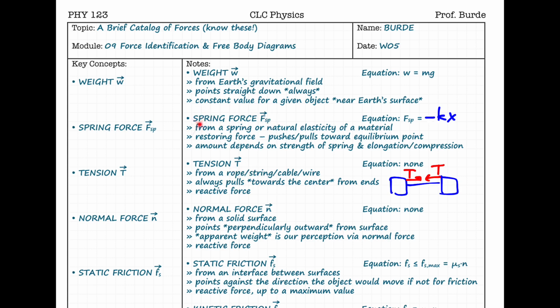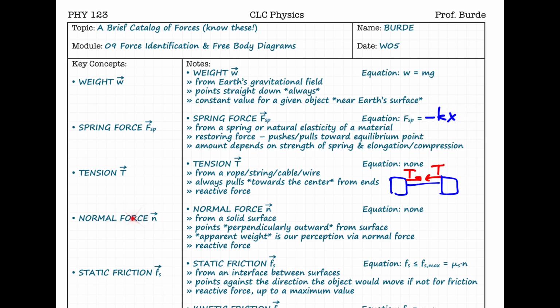A spring force is a special case of tension. It's a special case where the object will stretch or compress. The equation is F = −kx, where k is the spring constant related to the elasticity of the object, and x is how far it is stretched or compressed. We're not going to deal with this right now. We're going to see this in a later module.